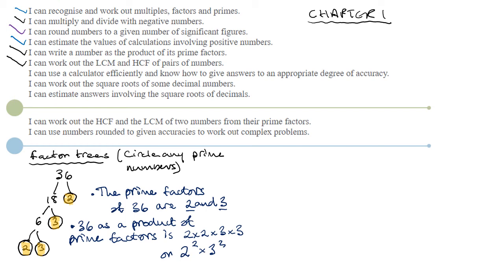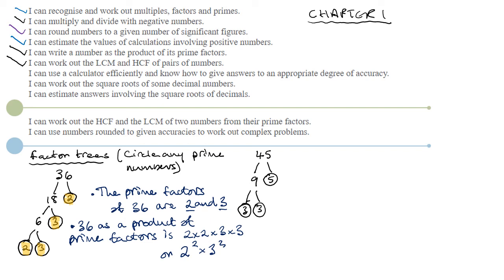Now I'm going to do one more factor tree. I'm going to do a factor tree for 45. So here's my factor tree for 45. I'm going to do 5 and 9. 9's not a prime number because that can become 3 times 3. So here's my factor tree for 45.